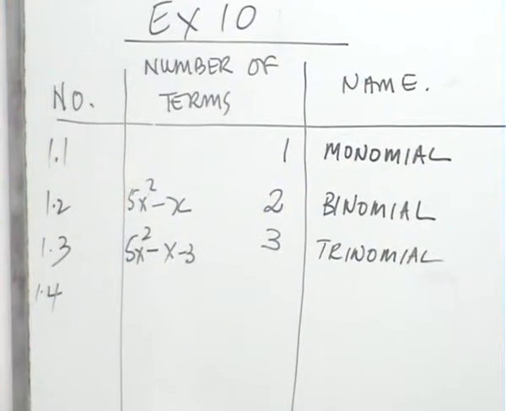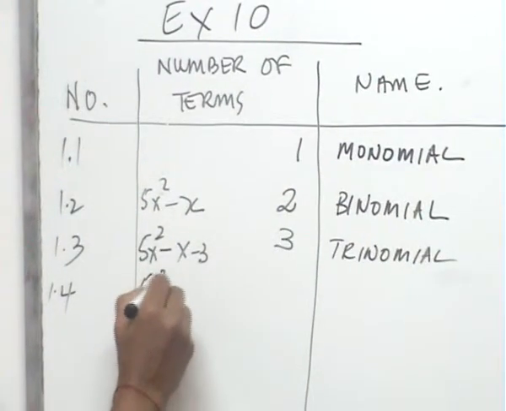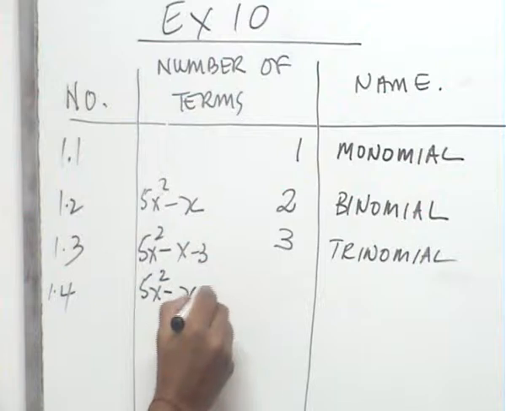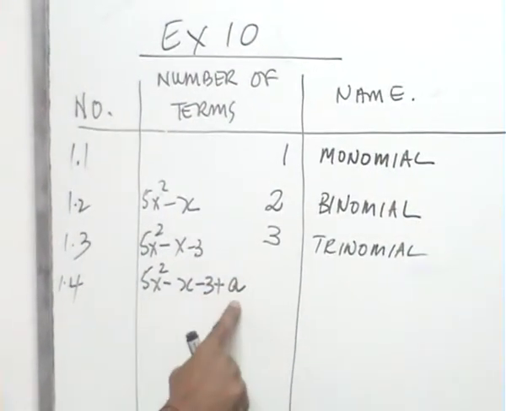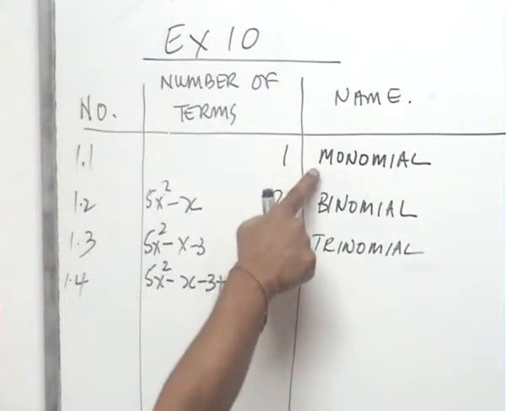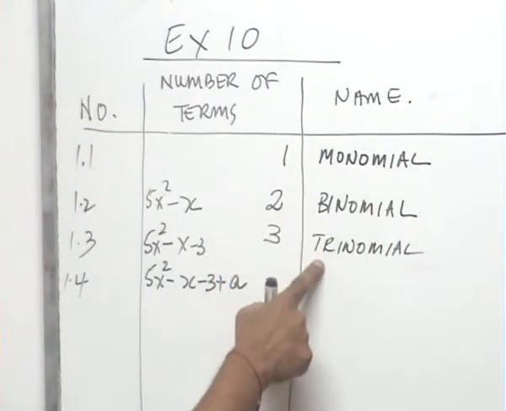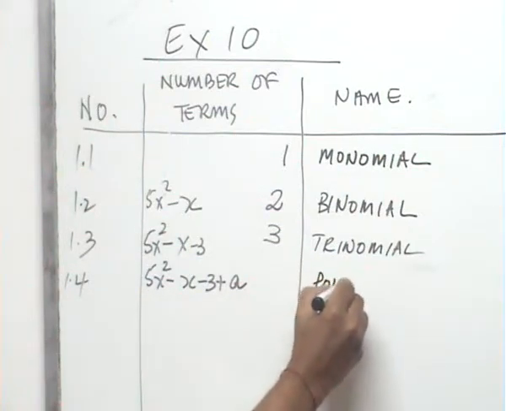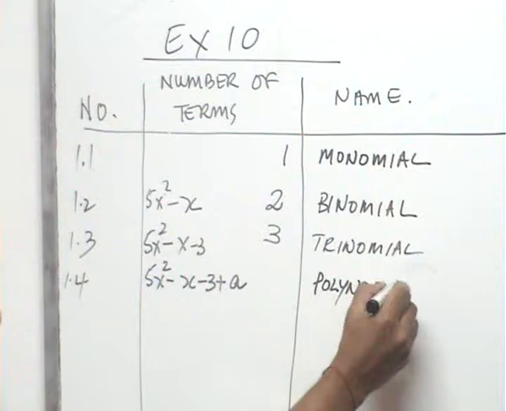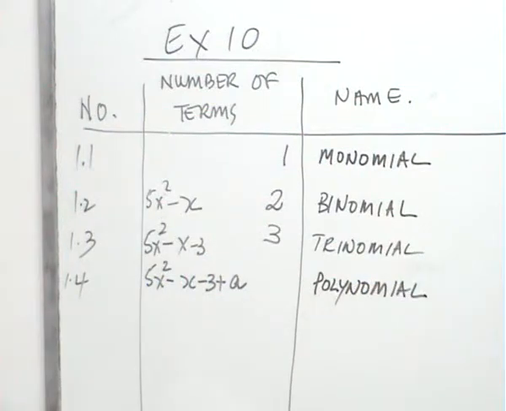1.4, 5x squared minus x minus 3 plus a. Now there's 4 terms here. So we only got names for 1 term, 2 term and 3 term. Therefore the name we have to use for this one is polynomial. Polynomial.